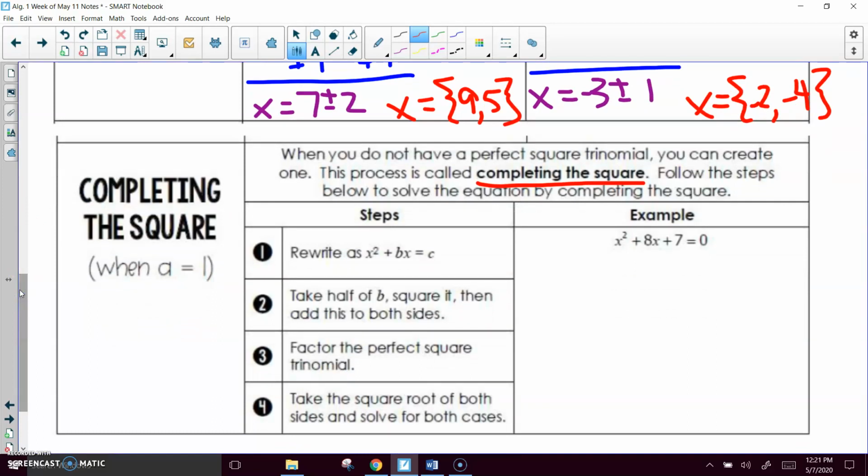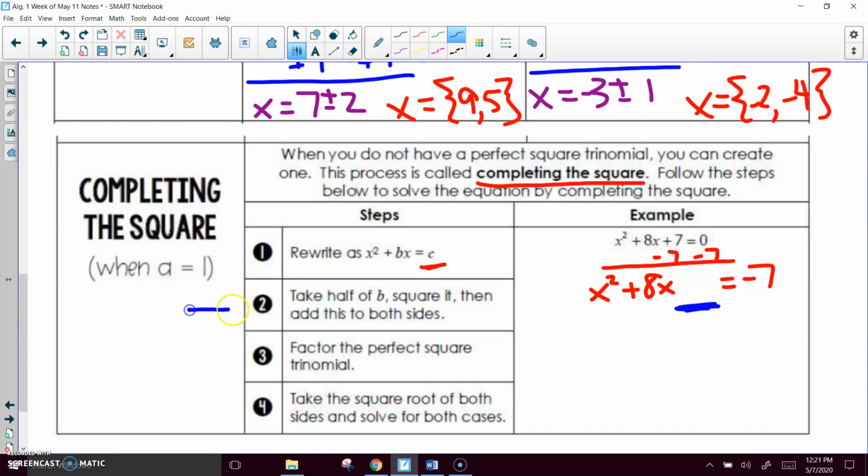Step number 1, rewrite so that the constant is by itself on the right-hand side. So I'm going to subtract 7 from both sides. So I'm left with x squared plus 8x, leave a space for me, equals negative 7. Now, on the left-hand side, I need to finish my trinomial. I want to make that a perfect square trinomial, so I've got to figure out what number I might put there to make it a perfect square.